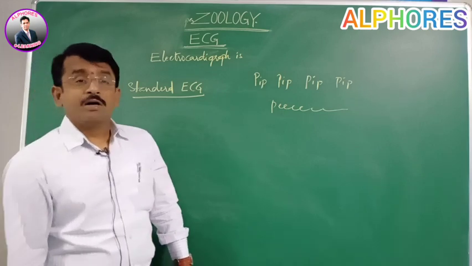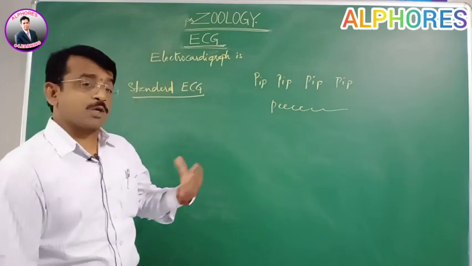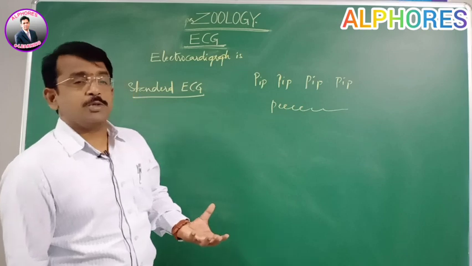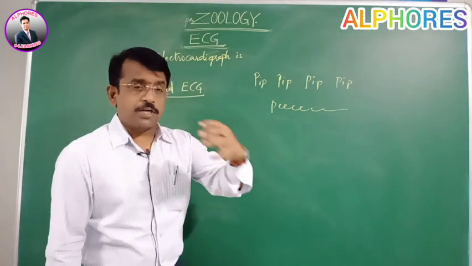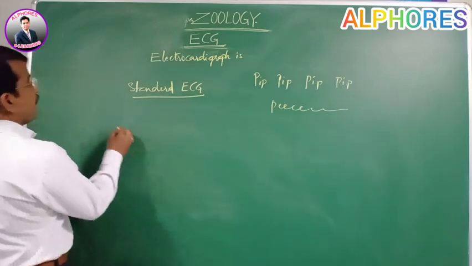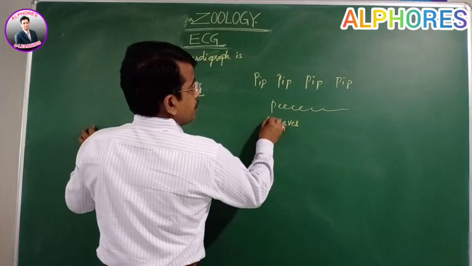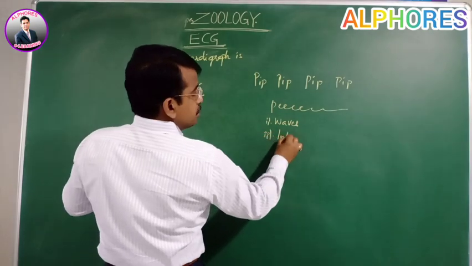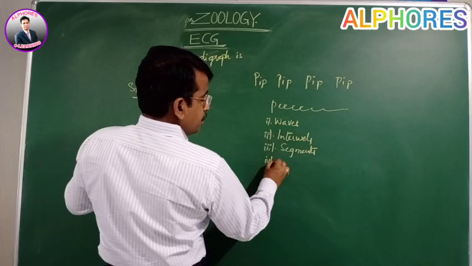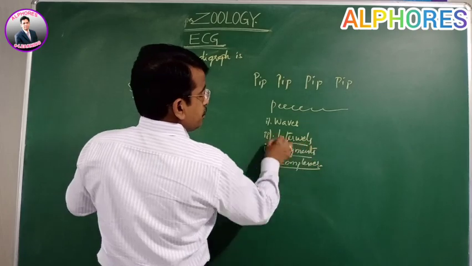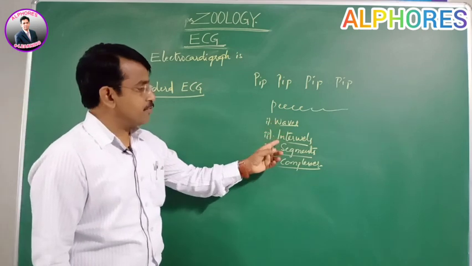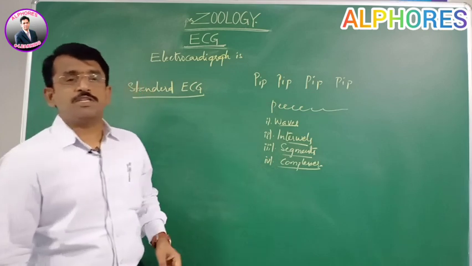Whereas in a detailed ECG, various electrodes are used. In a detailed ECG, several electrodes are placed at the chest region for the detection of the electrical activity. In an ECG, the waves, intervals, segments and complexes are discussed. I repeat, the ECG involves the parts named waves, intervals, segments and complexes. Now we'll go for the details of the ECG.